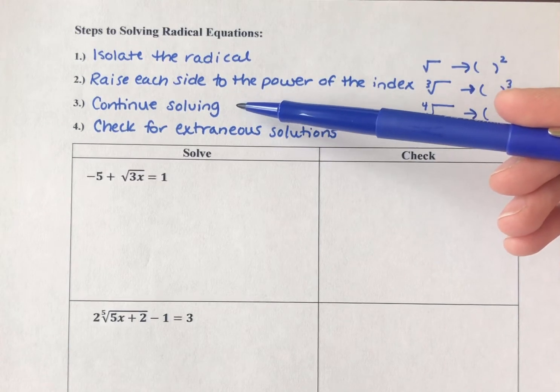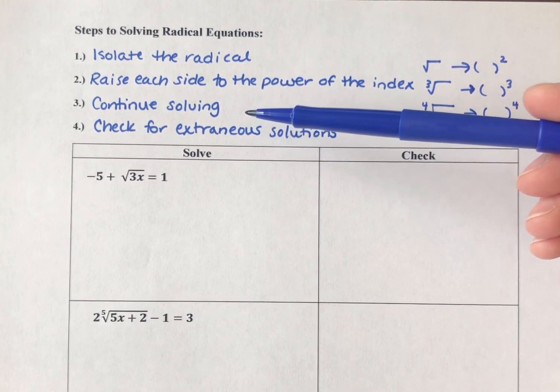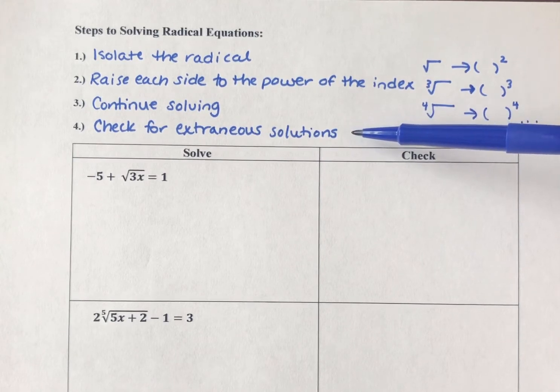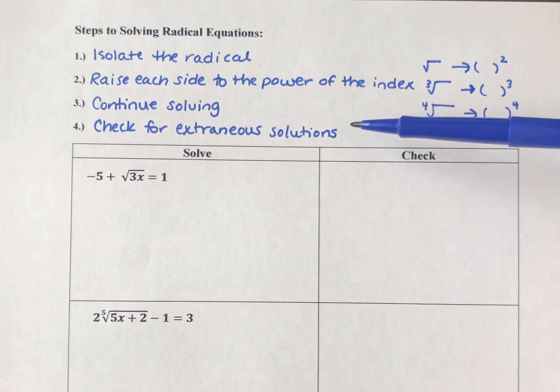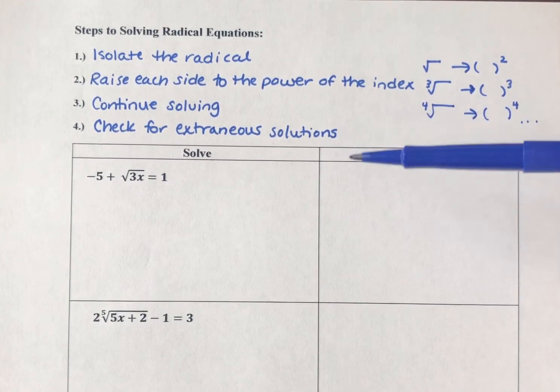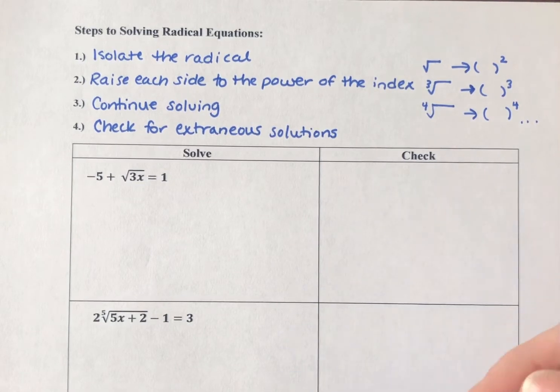You're probably going to have to keep solving after you've raised each side of the equation to a different power. Once you finish solving, you might get one solution, two solutions, but we need to check for extraneous solutions in these problems. We've talked about extraneous solutions before. Those are solutions that you generate when you're solving these equations, but when you go back to plug them in, they don't really work. So we do have to check our answers today. That's important. So let's look at number 1.